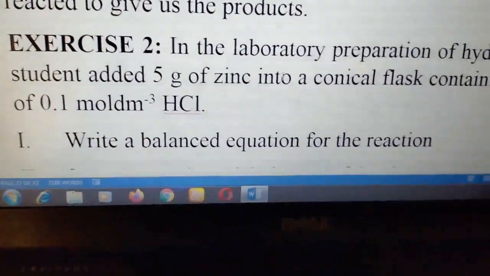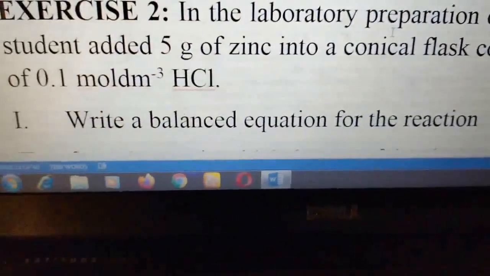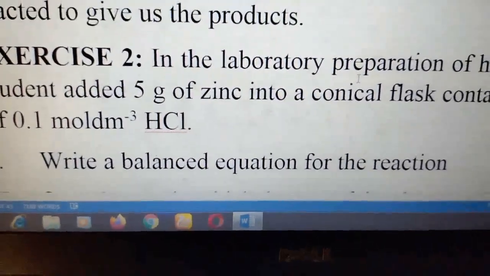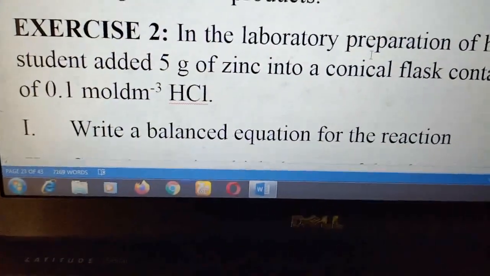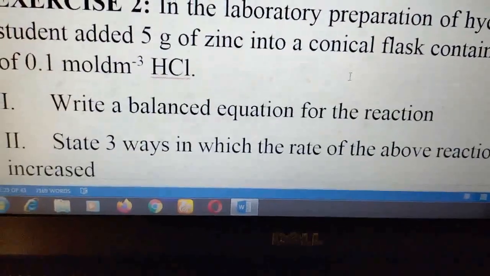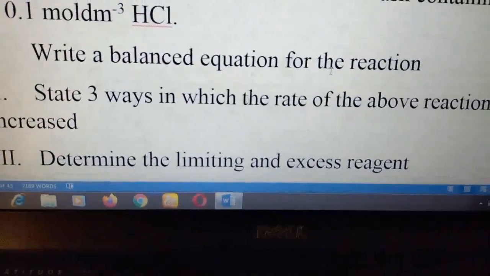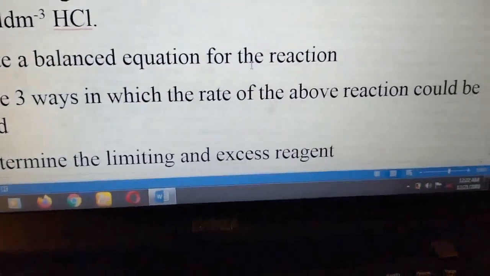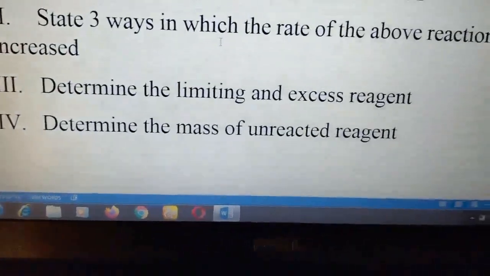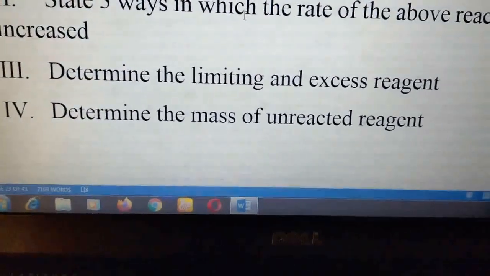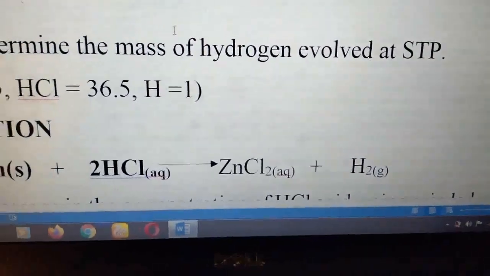We now look at exercise 2. Let's say in the laboratory preparation of hydrogen gas, a student added 5 grams of zinc into a conical flask containing 250 cm cube of 0.1 mole per dm cube HCl. Write a balanced equation for the reaction. Say 3 ways in which the rate of reaction above could be increased. Then III. Determine the limiting reagent and excess reagent. IV. Determine the mass of unreacted reagent. Then V. Determine the mass of hydrogen gas evolved at STP.